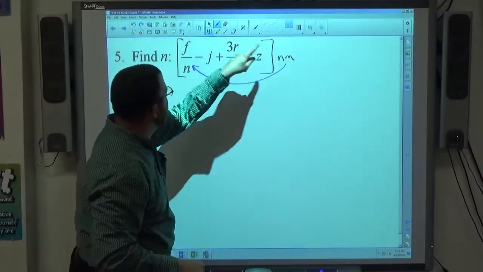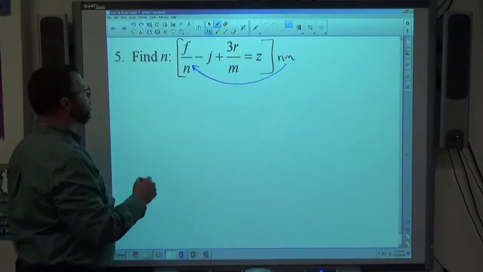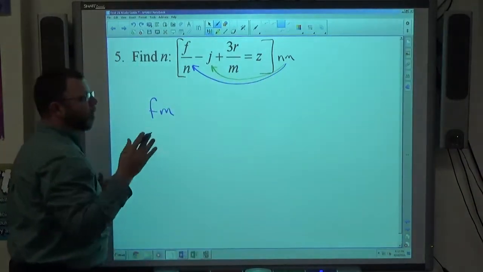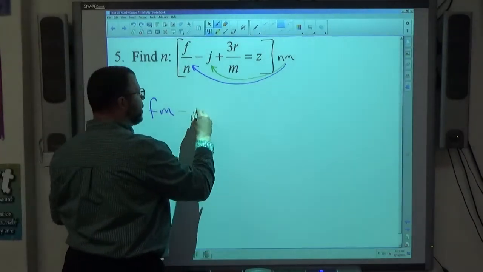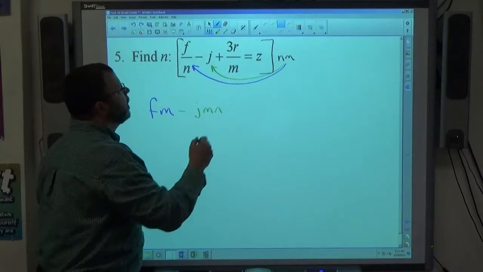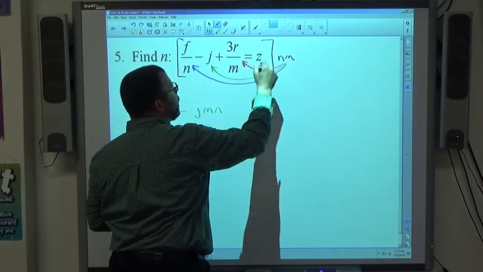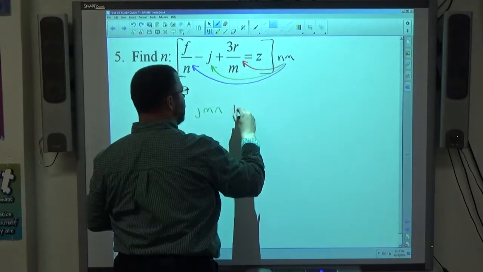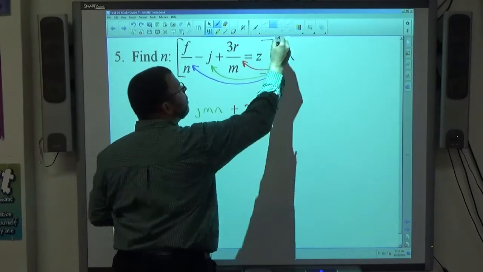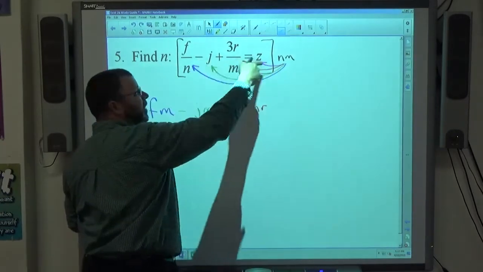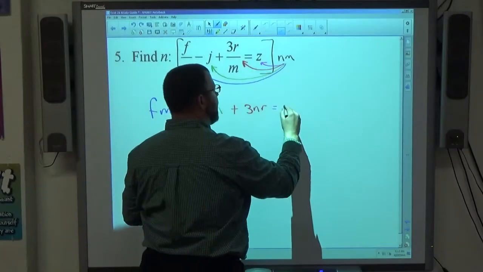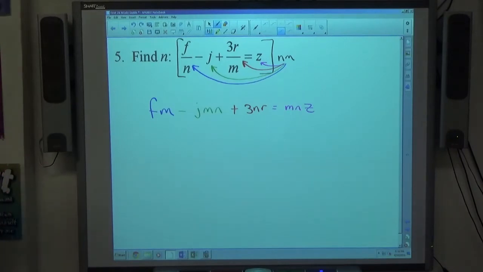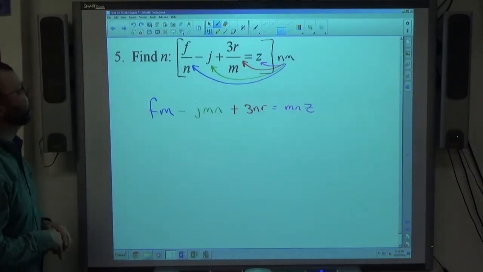So nm divided by n is m, times f is fm. nm times minus j, there are no fractions, nothing cancels, so I simply get minus jmn. When I do nm times 3r over m, m divides by m to make nothing, n's left over, n times 3r is going to be plus 3nr. And finally, when I do nm times z, just like the j, there's no fraction, nothing cancels, so I'm going to get mnz. I put everything in alphabetical order. It's not required. I like to do it that way, just a better way of organization for myself.